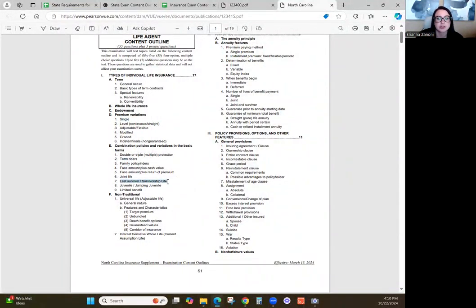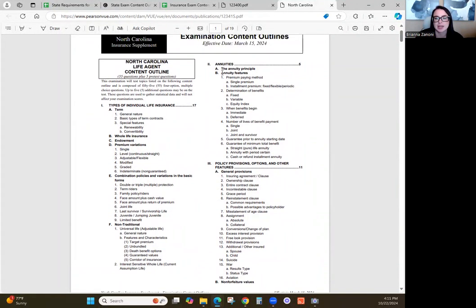What's term riders? What's last survivor or survivorship life? What do all of these terms mean? And you're going to be able to answer any question that they may throw at you on the actual state exam. So super, super helpful when it comes to studying. You can go through the chapter in your pre-licensing course and then use this as just like a little check, check, check. Yes, I know all of those things. Great, move on to the next chapter.